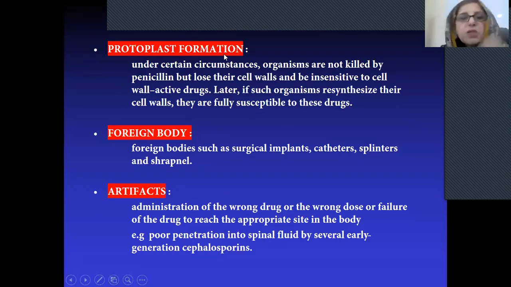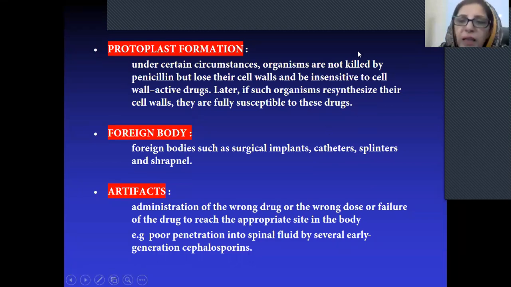Then under certain conditions, the bacteria may convert itself into a protoplast. When they form a protoplast, these are those organisms in which the penicillin has destroyed the cell wall, but it has not made it sensitive to the drug. These protoplasts are those structures which have the cell wall removed by the action of the penicillin, but the damage does not go any further.